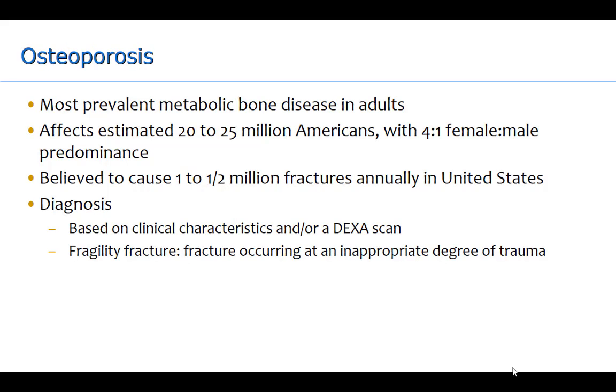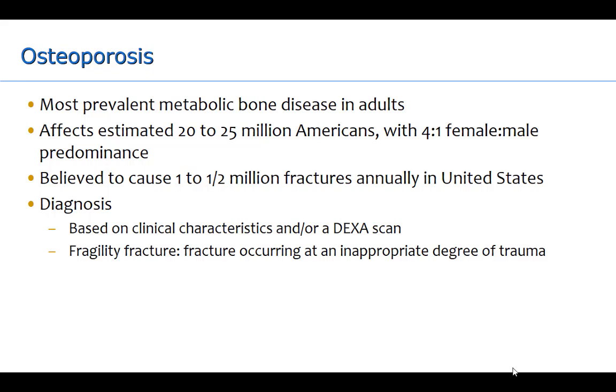Osteoporosis, on the other hand, is another metabolic bone disease which is very common. It is the most prevalent metabolic bone disease in adults. Some statistics from America are given here. It affects around 20 to 25 million Americans, and it is more common in females than in males. It leads to a lot of fractures, especially in advanced age. Diagnosis is based on clinical characteristics and DEXA scan. This is a densitometry, so it's a bone scan basically where you look at the density of the bone.